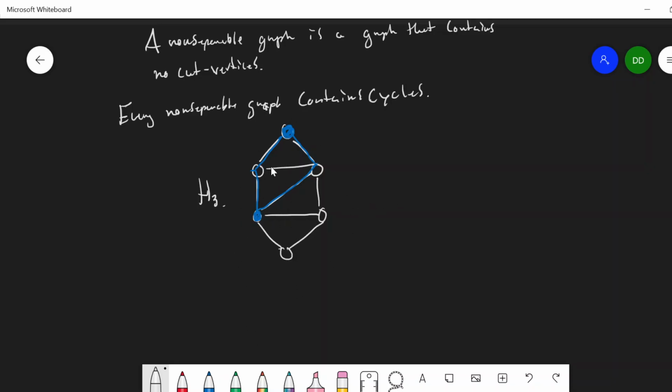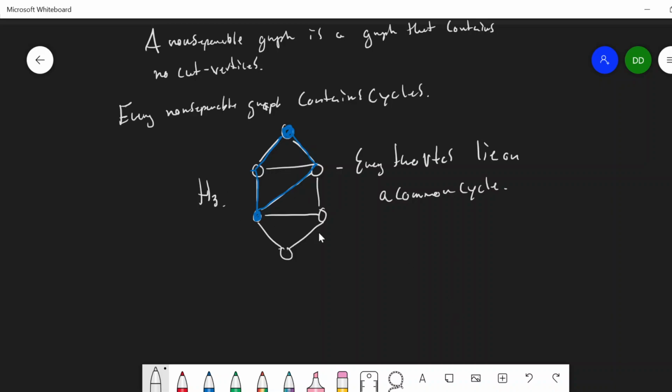Here we saw I picked those two vertices and I found a cycle between them. But more than that, for any two vertices I pick, I can find a cycle that contains both of those vertices. That is, the two vertices lie on a common cycle. So every two vertices lie on a common cycle.